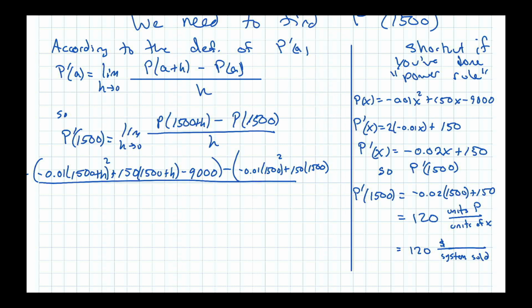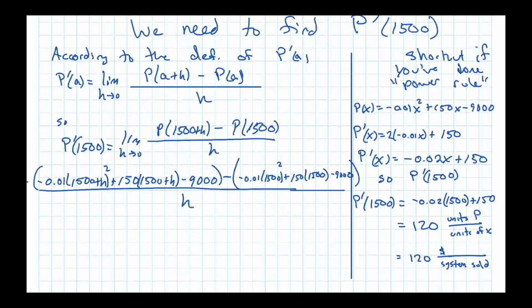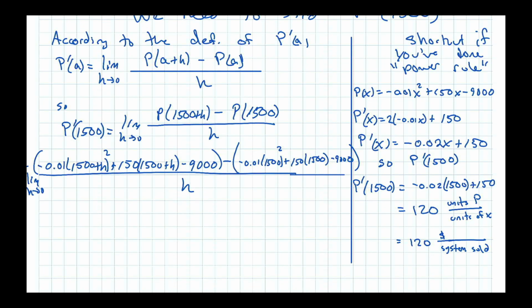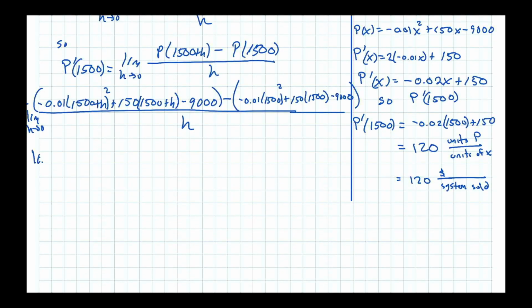Okay, minus 9000 over H. I lost my limit. It just scrolled off, right? Limit as H goes to zero. Imagine that at the beginning. So if you're trying to work this out here, limit as H goes to zero. Okay, so we're trying to work this out.